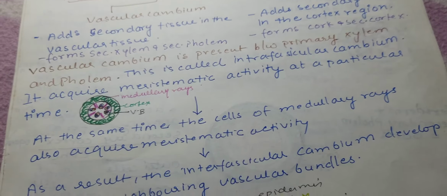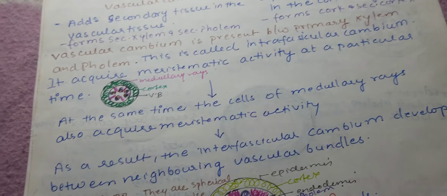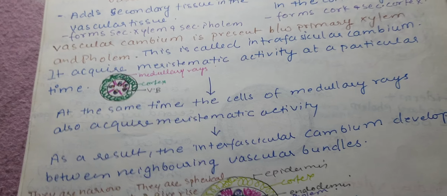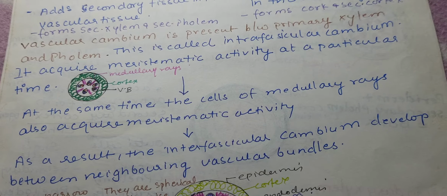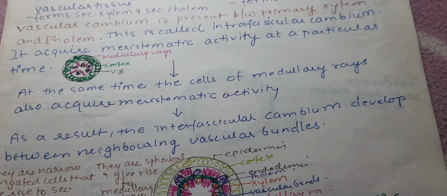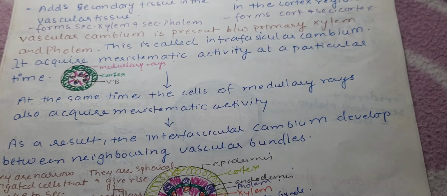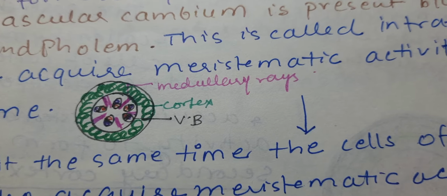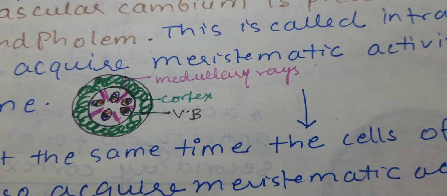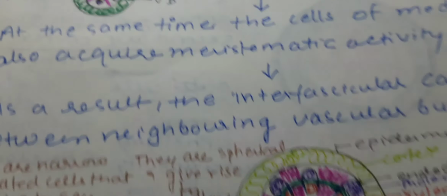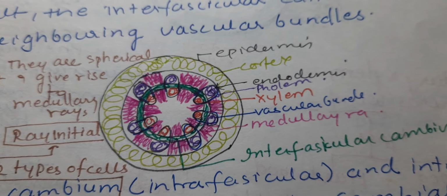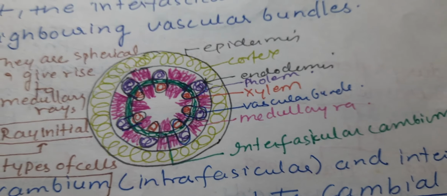So the cambium is already present between the xylem and phloem, but at a specific time it acquires the meristematic activity and starts dividing. Okay, so as a result, the intrafascicular cambium develops between the neighboring vascular bundles. If you look at the vascular bundle, cortex region is there, then medullary rays are there, and vascular bundles are there. Once it acquires the meristematic activity, what will happen? The cambium ring will form.